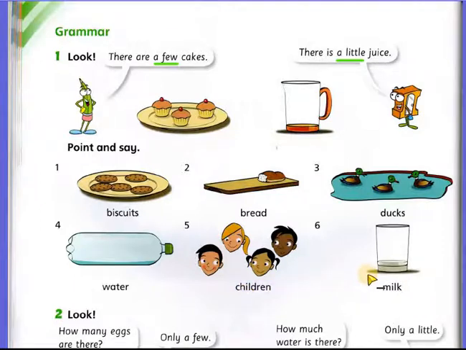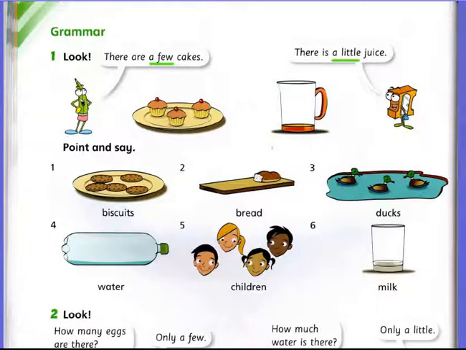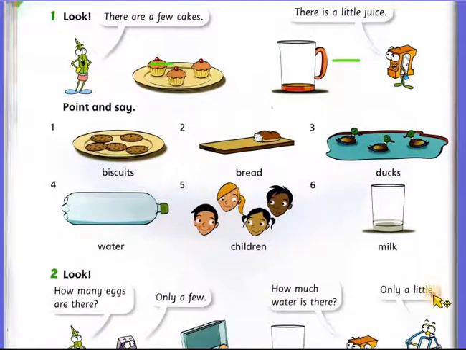The last one. Milk. Can you count milk? No. So I use a little. There is a little milk. Now we move to exercise number 2.